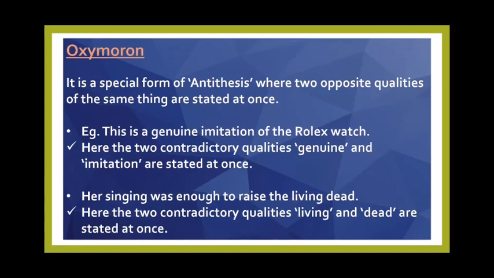So in this sentence, the two contradictory means opposite qualities, that is genuine and imitation, are stated at once, means together. So how can you distinguish or differentiate between antithesis and oxymoron? Most of the times in antithesis, the opposite words in a sentence will be placed far away from each other. So if you see in this, that is oxymoron, opposite words are together, that is genuine and imitation are placed together side by side. So what is the meaning of this? Genuine means real and imitation means artificial. So that is why both these are contradictory or opposite words placed side by side.